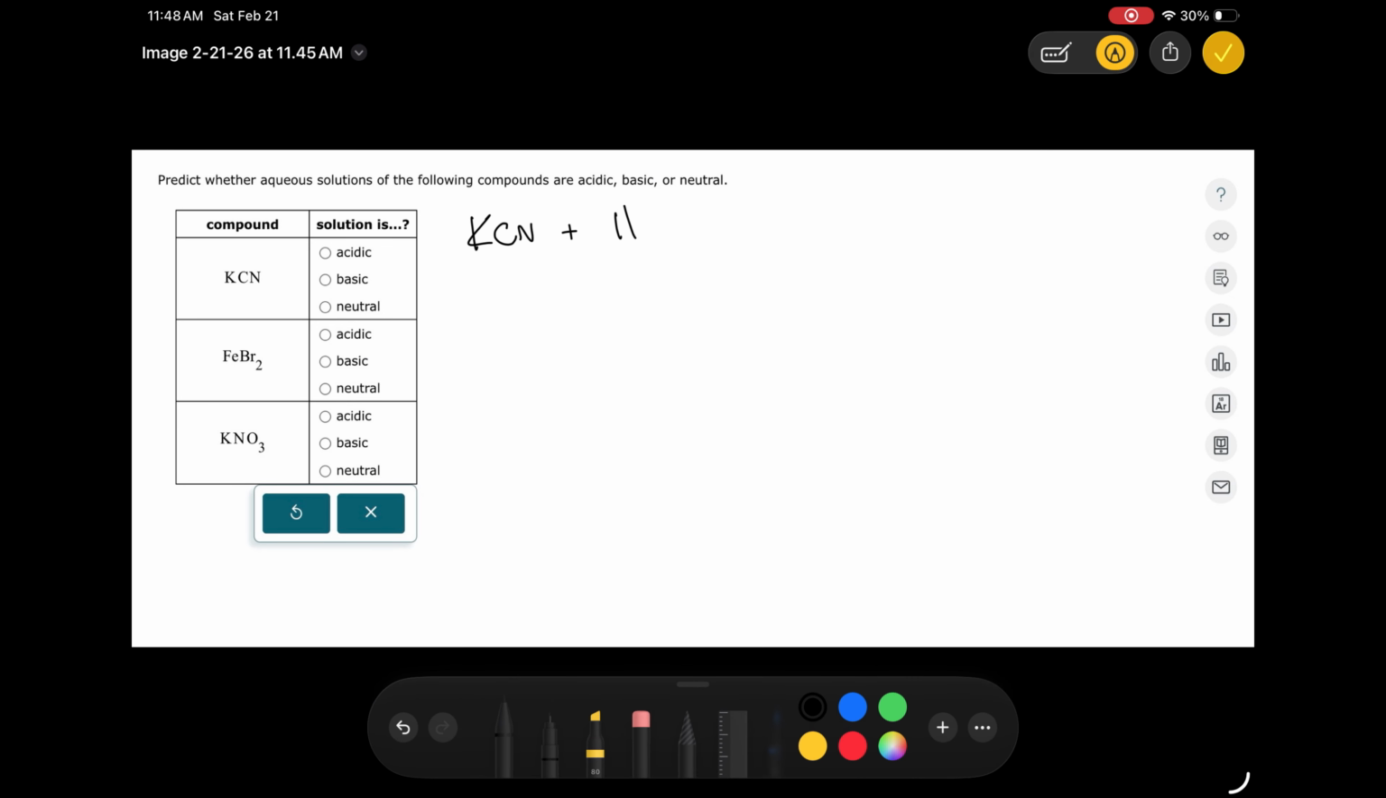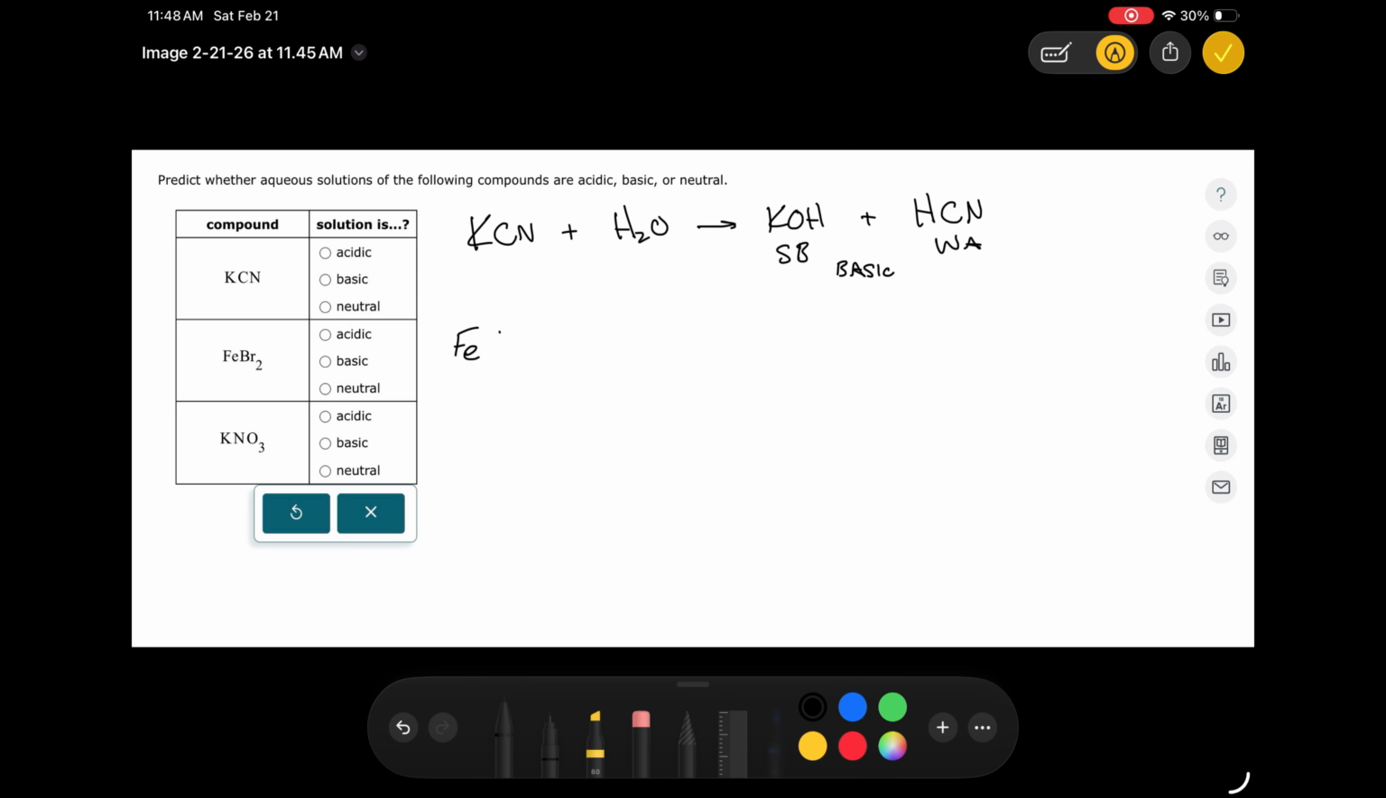So you got KCN plus H2O goes to KOH plus HCN. Easy money. We know that that's strong base, weak acid. So what is it? Basic. Easy.